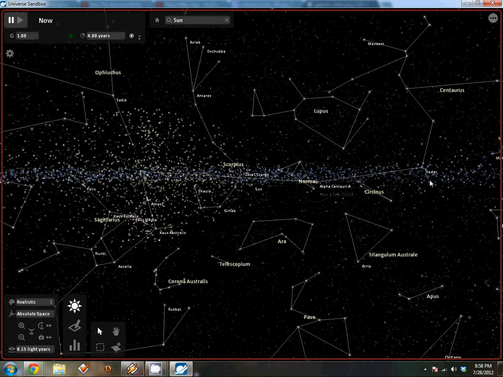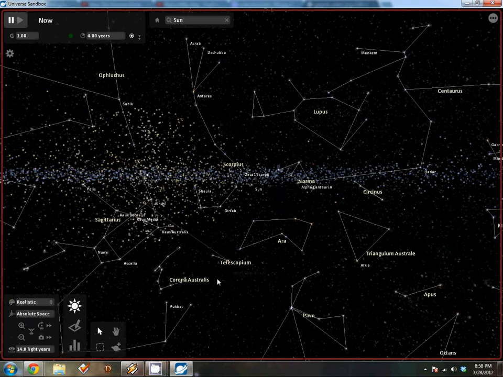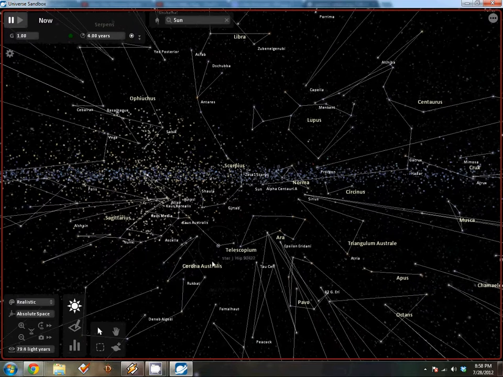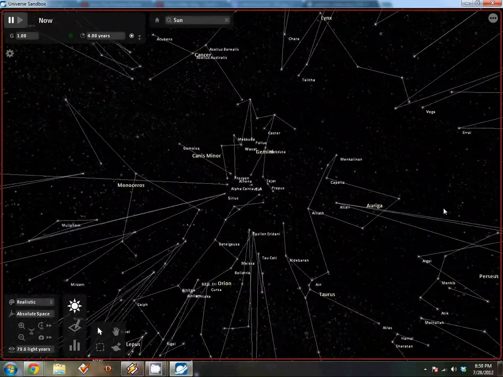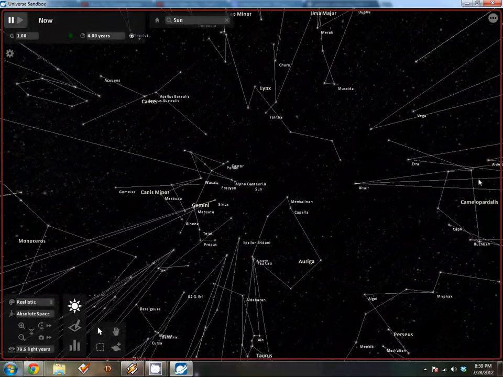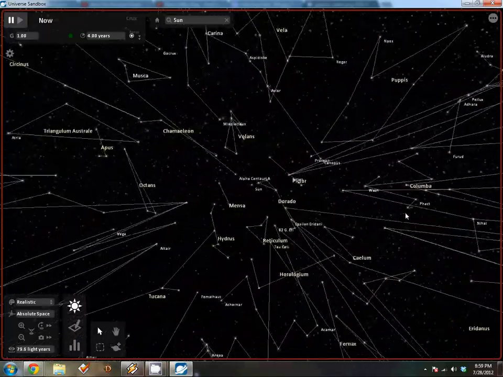We've got Alpha Centauri, which is part of Centaurus. It's already moving, and as we move out further, now we see these stars start to distort and change like that. Now, if you look, they sort of look like constellations, but not really.